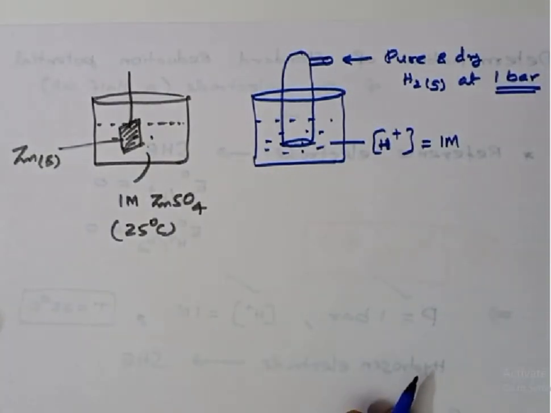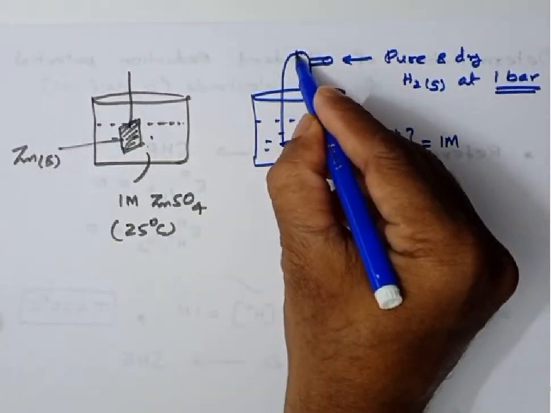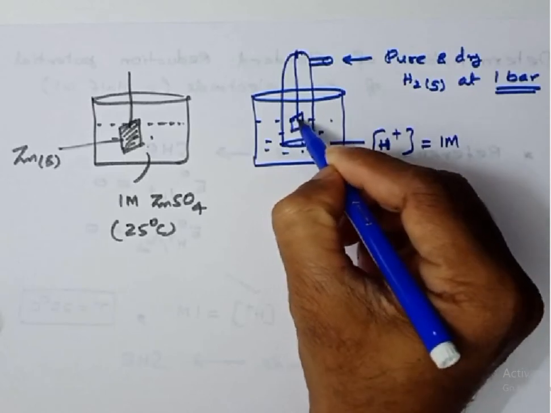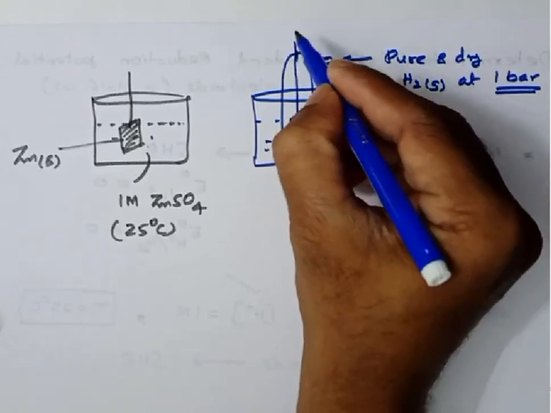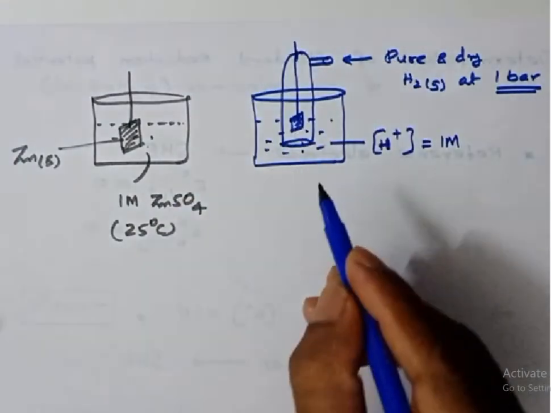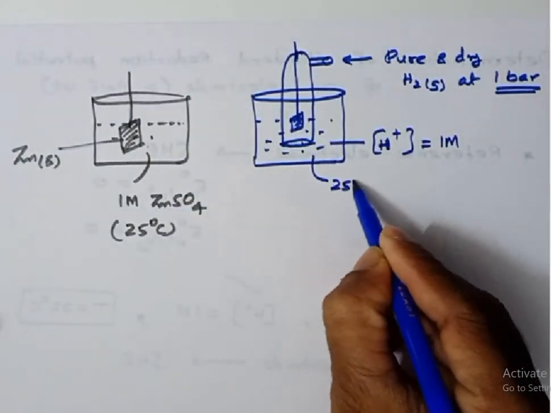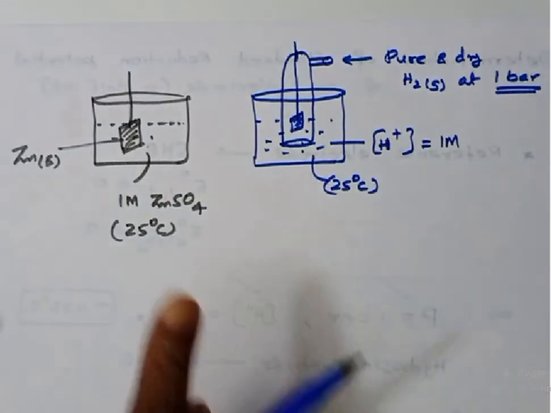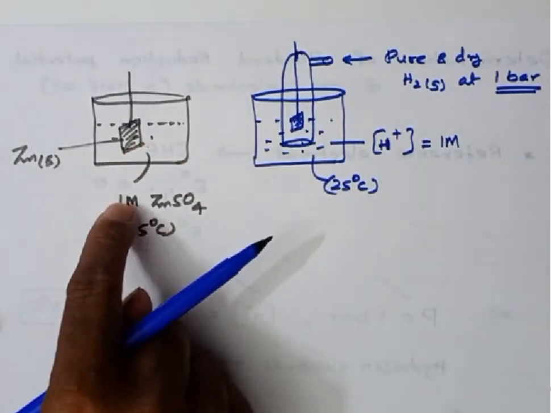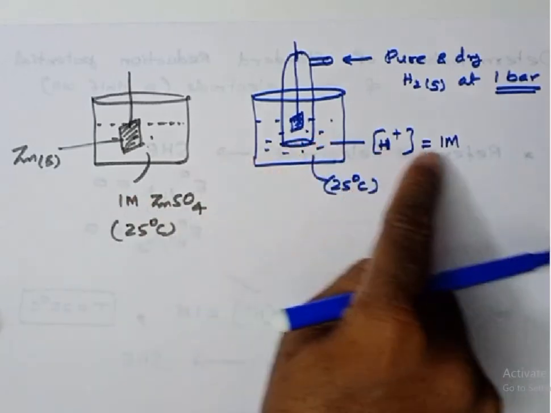We should pass pure and dry hydrogen gas at 1 bar pressure, and here a platinum electrode is fused at the middle, and here we have one wire connection. Let the temperature of this solution also be 25 degrees Celsius. So both the solution temperatures are 25 degrees Celsius. Concentration here also 1 molarity, here also 1 molarity.